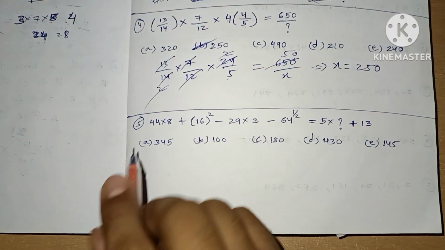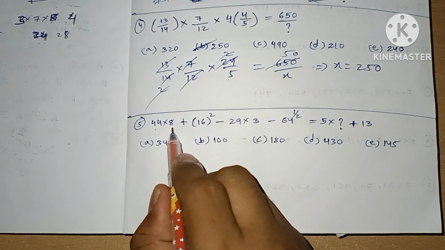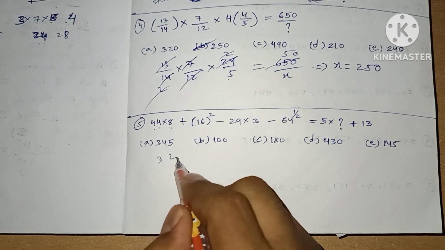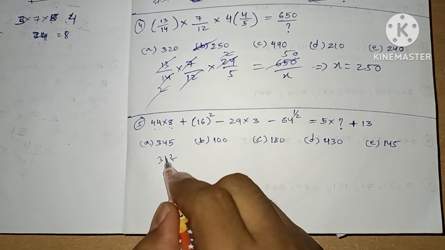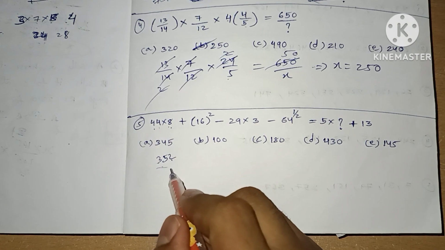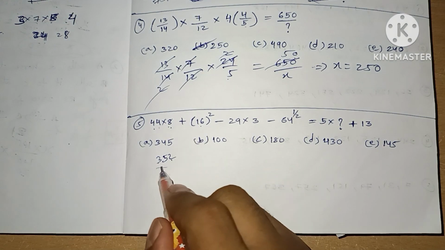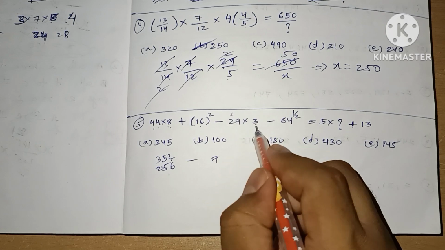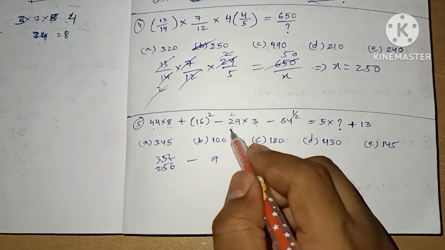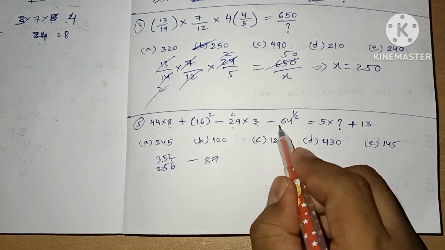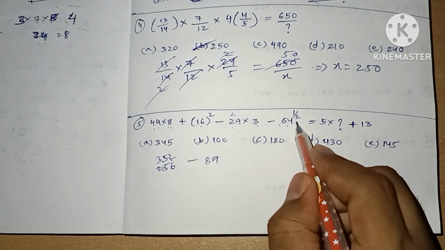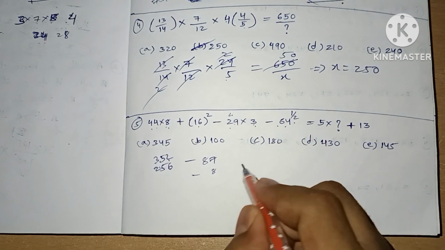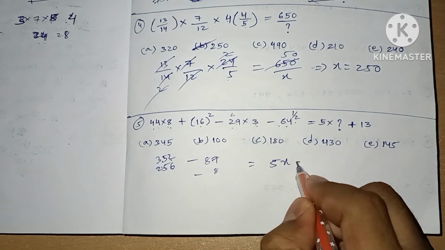Next, fifth question. 44 into 8. We can write this as 11 into 4 into 8. 8 4 times is 32 and 11 times means sum of these two in between them 5. So answer for this one is 352 plus 16 square which is 256 minus 9 3 times 27 3 2 times 6 and 2 87 minus 64 power 1 by 2 means 8. So minus 8 whole equals to 5x plus 13.